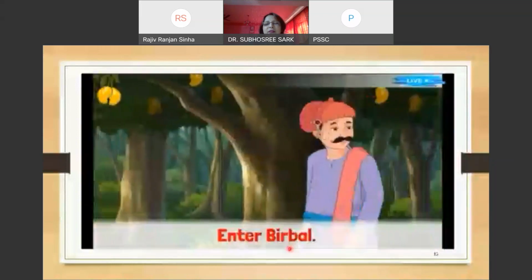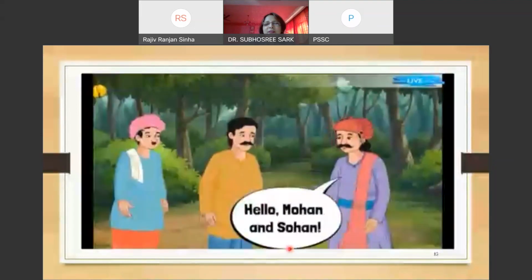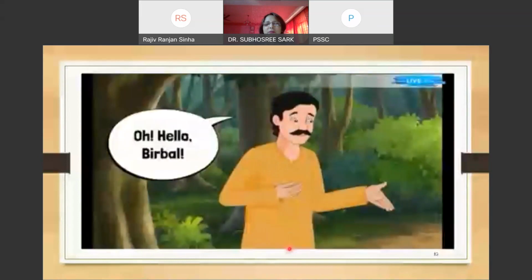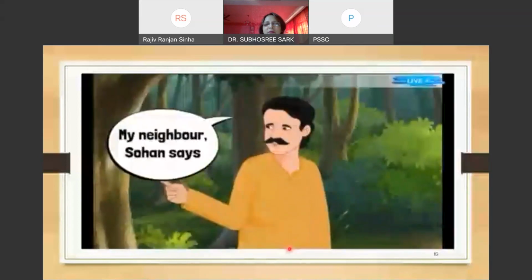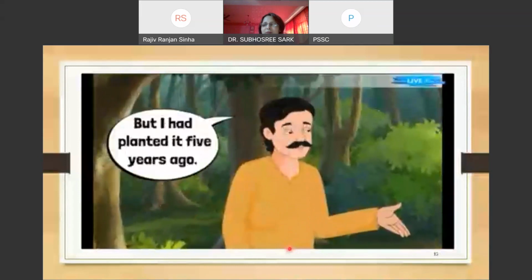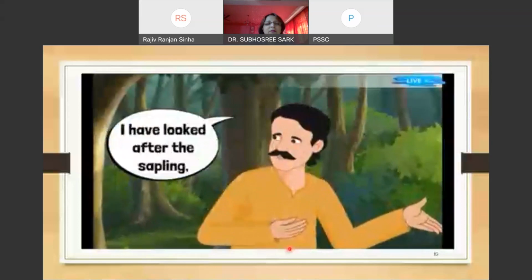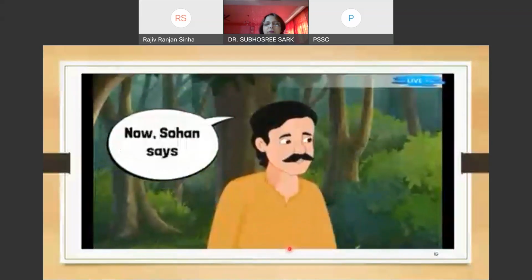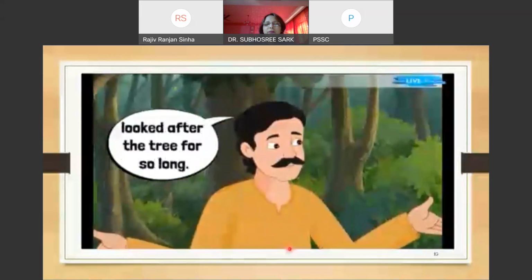Enter Birbal. Hello, Mohan and Sohan. Why are you two fighting? Oh, hello, Birbal. Please help us. My neighbor Sohan says this is his tree, but I had planted it 5 years ago. I have looked after the sapling. I have watered it. The tree has started giving fruits. Now Sohan says that he was the one who looked after the tree for so long.